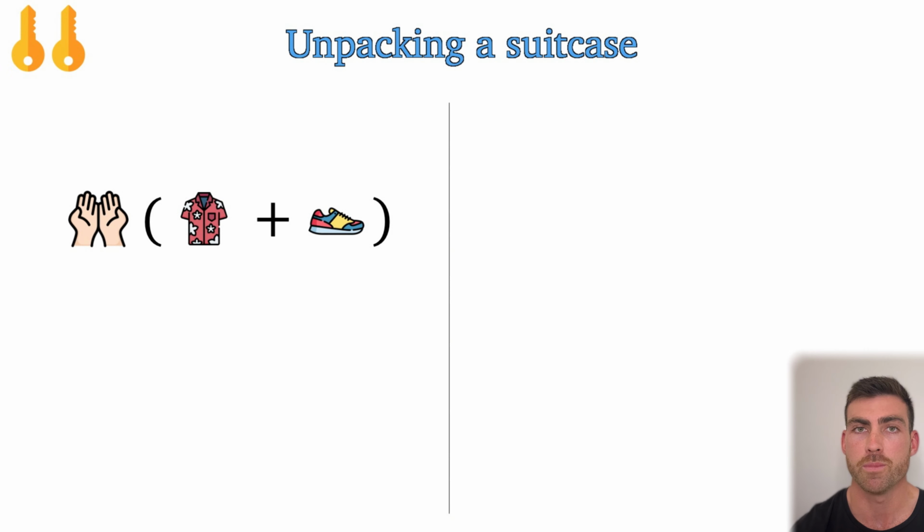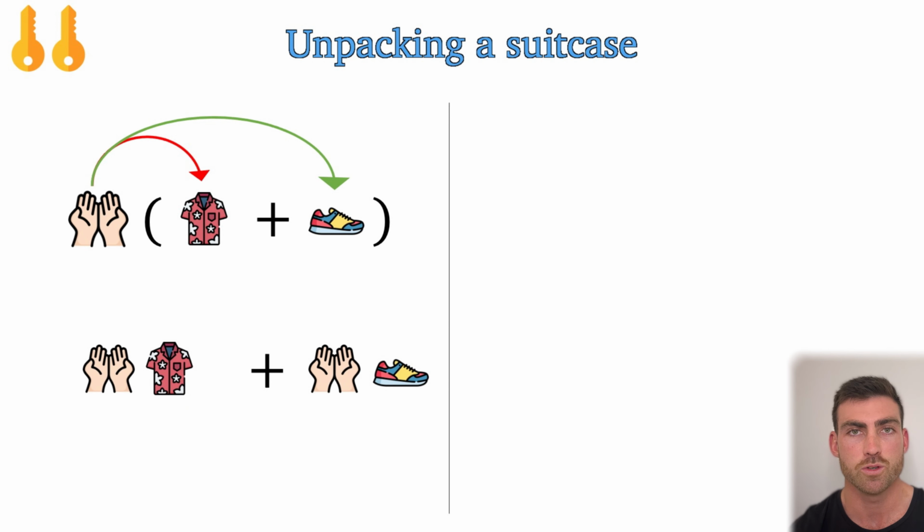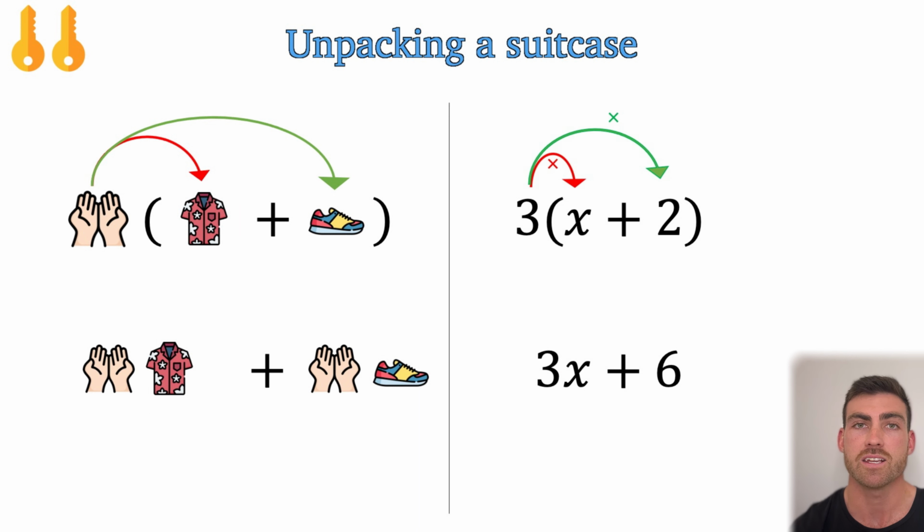A fun way to remember the process of expanding is thinking of it like unpacking a suitcase after a holiday, where the bracket is the suitcase and each term inside the brackets is an item of clothing. When you unpack your suitcase, you take out every item of clothing and you don't miss anything. Exactly like expanding, when you need to multiply the outside term by each term inside and you don't miss any terms. You now know all the key information on this concept.